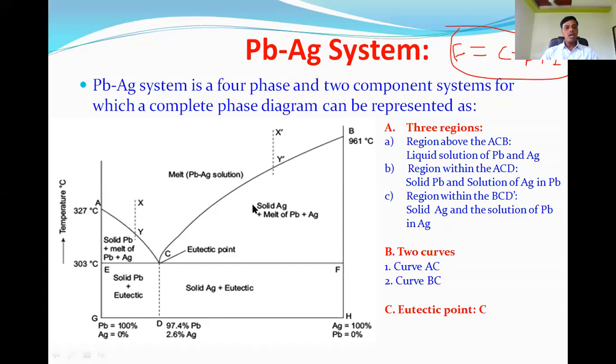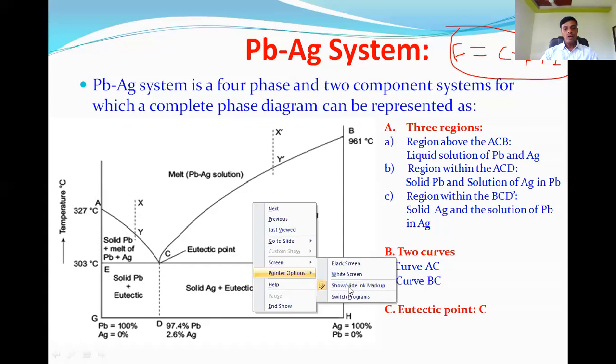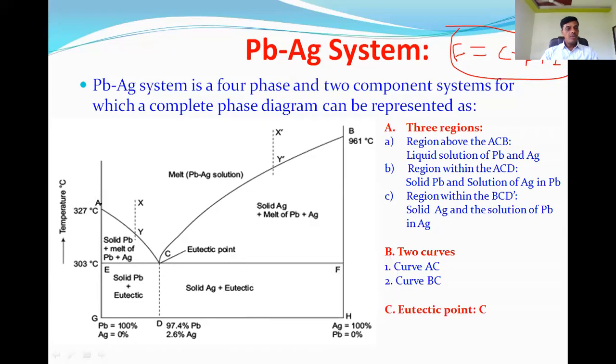You need to remember this temperature. Okay? Just remember, point A in the lead silver system represents the freezing point of lead, which is equal to 327 degree Celsius. Okay, and another curve BC. First, the curve AC represents the effect of addition of silver on the freezing point of lead, as well as along this curve two phases exist in equilibrium.